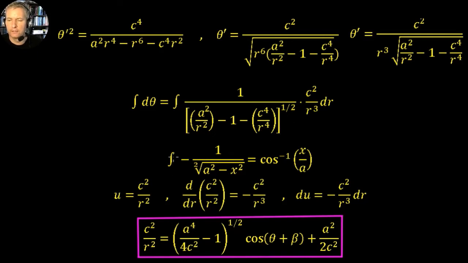The standard form is the integral of minus 1 upon the square root of a squared minus x squared equals inverse cos x upon a. So again, we can use a substitution. If we say u equals c squared upon r squared, then we work it through until we get our du is equal to minus c squared upon r cubed, which is this term here. So I won't go through all of the algebra, but when we integrate it using that substitution we get this equation here: c squared upon r squared equals a to the 4 upon 4c squared minus 1 to the half cos theta plus beta, plus a squared upon 2c squared.